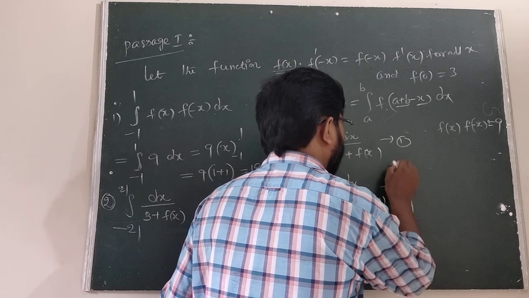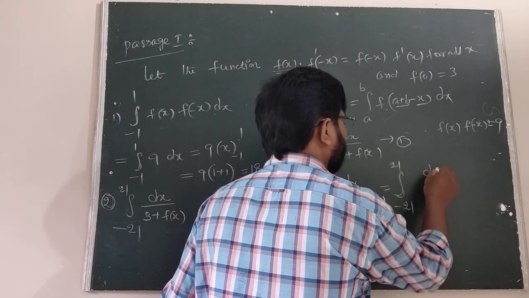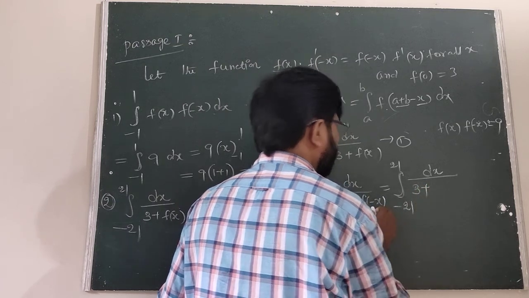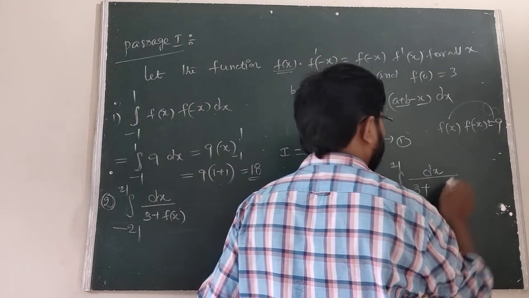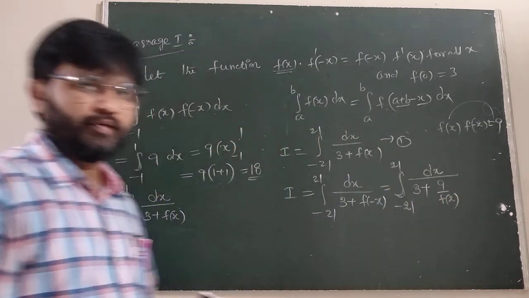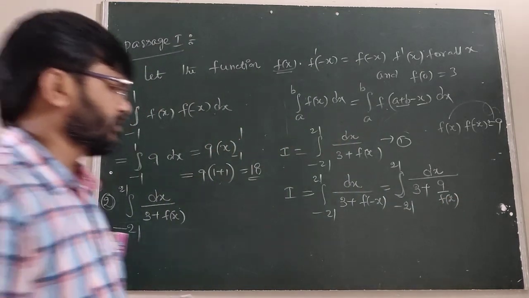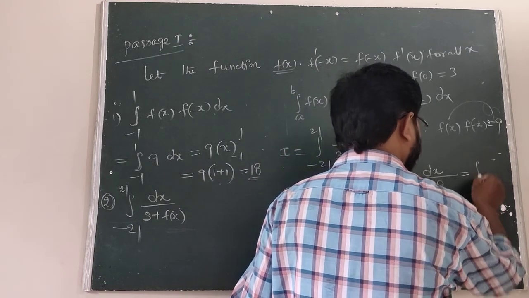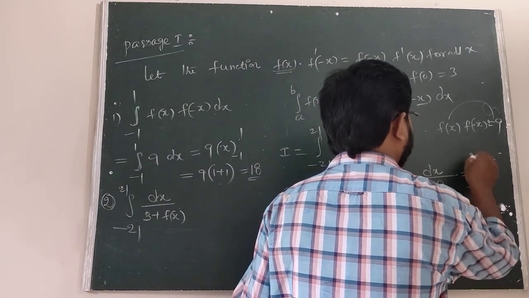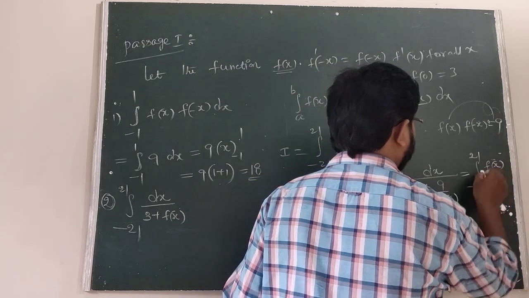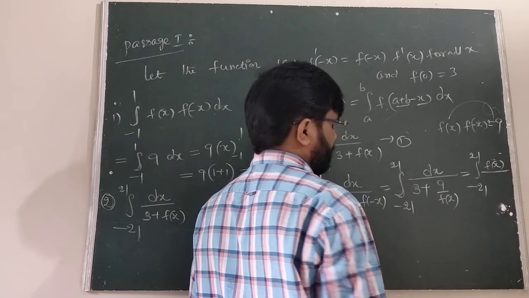Therefore, this can be written as integral from minus 21 to 21 dx by 3 plus, since f of minus x is 9 by f of x, 9 by f of x. Therefore, we can write this as integral from minus 21 to 21. The LCM is f of x. We have to take the f of x. Is it clear?